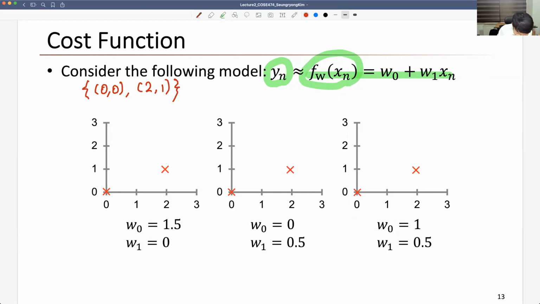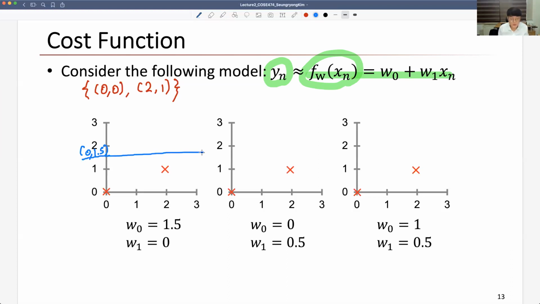To answer this question, let's think about three possible solutions for W0 and W1. First of all, if we consider W0 to be 1.5 and W1 to be 0, then we can draw a straight line something like this. Here is 0, 1.5, and it should be parallel to the x-axis.